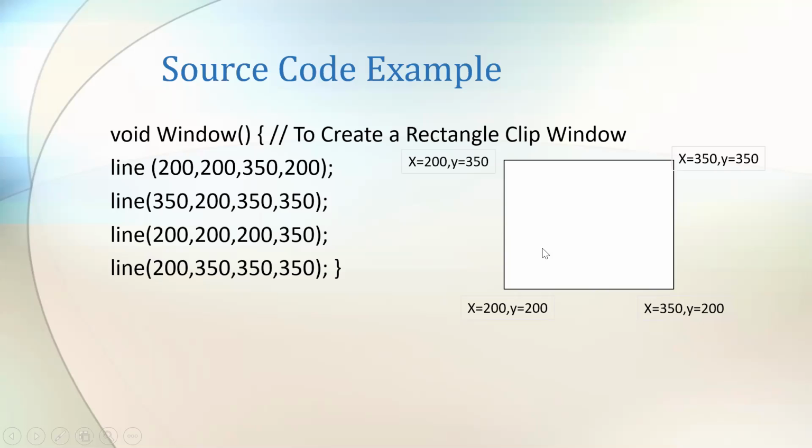So this is 200 200, so x becomes 200 200 here, and 350 200 becomes this part. So you draw this line first, then you have 350 200, which is from here to here. So this is the next line you draw. Then you have 200 200 200 350, which is the left line which you draw, and the last one, 200 350 350 350, is the top line of the rectangular box. So this window function particularly is used to draw the clip window. I hope you'll have understood that.